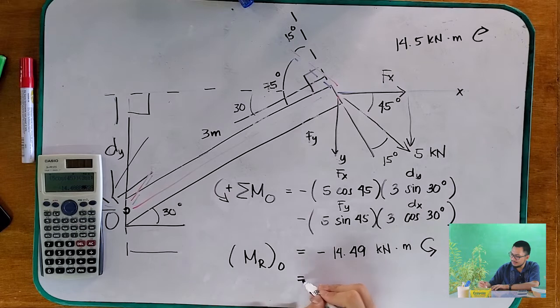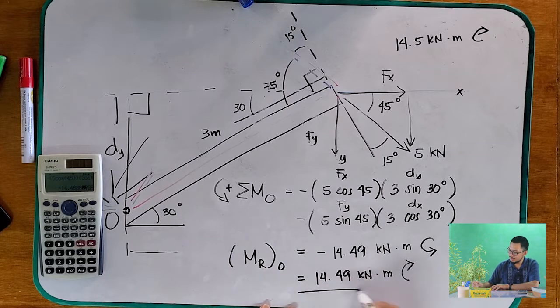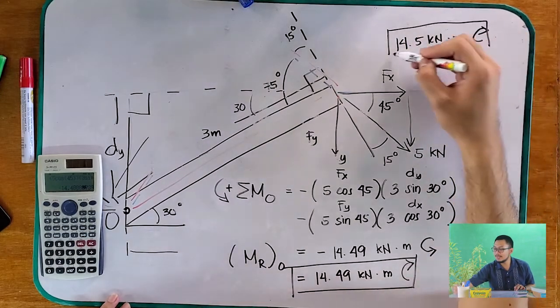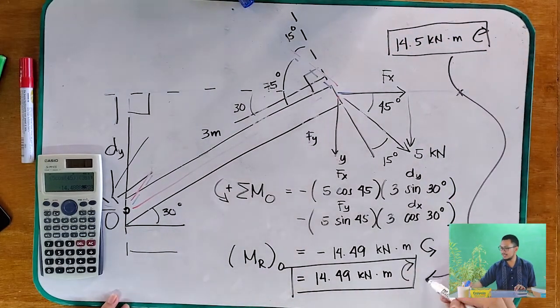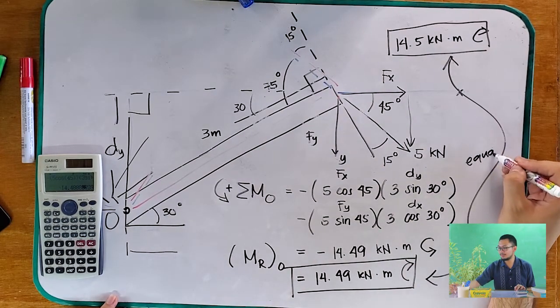To make it positive, 14.49 kilonewton meter going clockwise. This is your final answer. And what can you observe sa atong previous nga solution? They are equal. Approximately equal, as you can see, because this is 14.49 and the other one is 14.5.